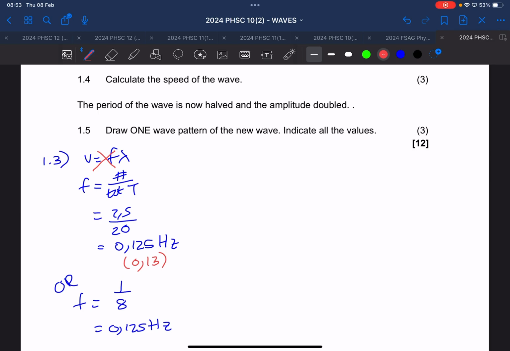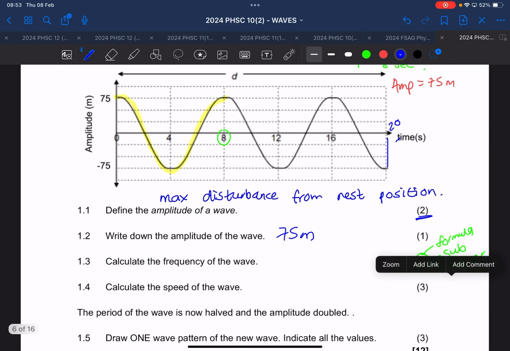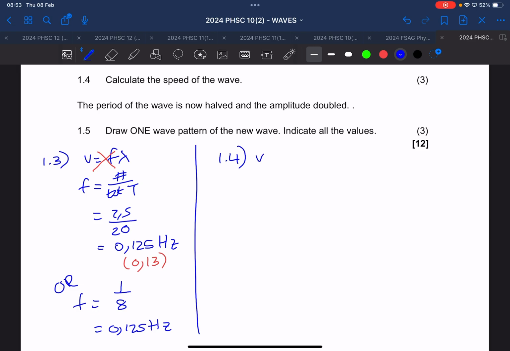Okay, then at question 1.4, they ask calculate the speed of the wave. So there we have 2 formulas. You either have this formula or you have this formula. Now you could have used any one. Sometimes one is easier than the other one. Sometimes you only have information to use one of them, but this time you could have used any one. Which one did you use?